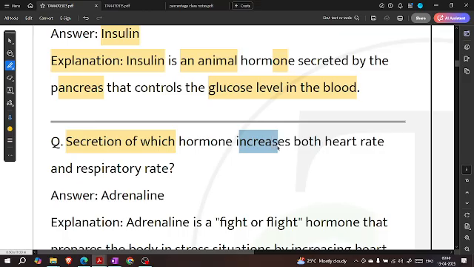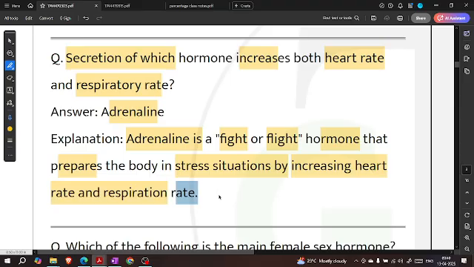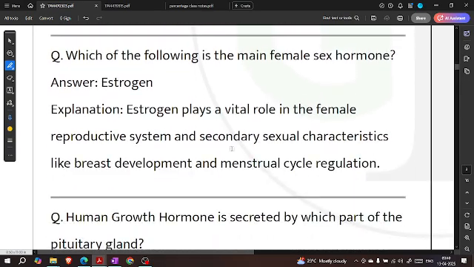Secretion of which hormone increases the heart rate and respiratory rate? Adrenaline. Adrenaline is a fight or flight hormone that prepares the body in a stress situation by increasing heart rate and respiration rate. Which of the following is the main female sex hormone?